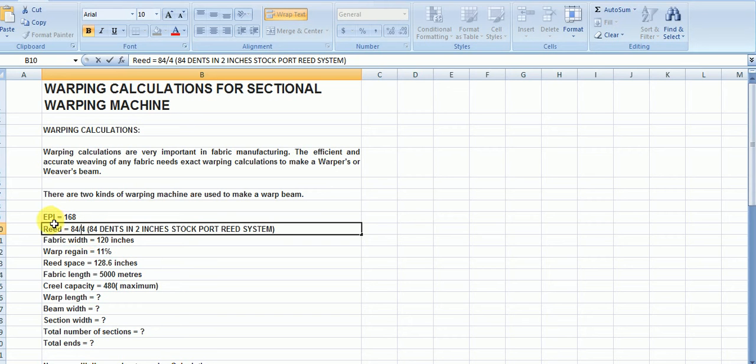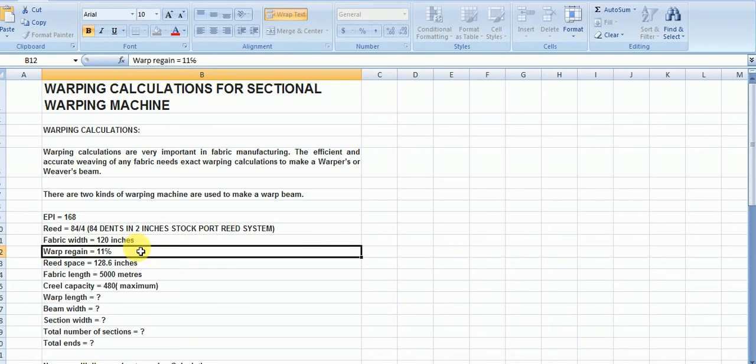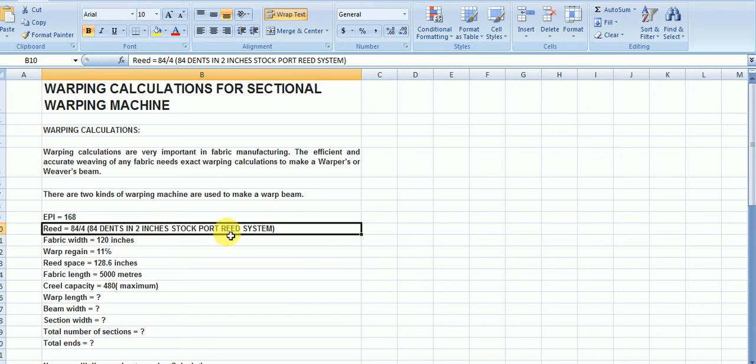When we calculate as per ends per inch, whatever the reed is, we divide it by 2 to get the dents in 1 inch. Dents in 1 inch is 84 divided by 2, which is 42. Multiply 42 by 4 ends per dent, it is 168. So this is the calculation, very important to note down and keep in mind.